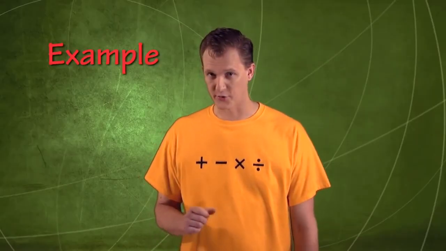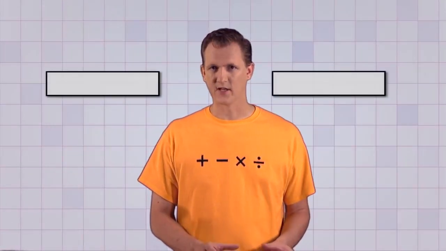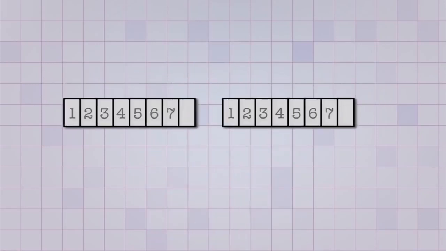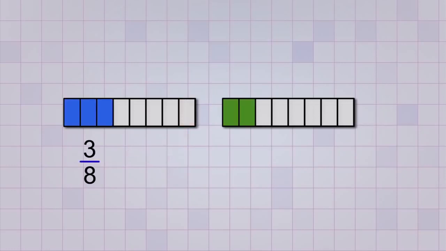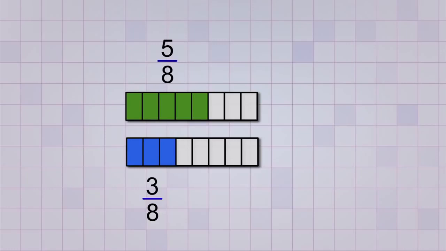Here's an example. Which of these fractions is greater, 3/8 or 5/8? To answer that question, let's start by drawing two rectangles and divide them into 8 equal parts. Since the rectangles are divided into 8 parts, each of those parts is called an eighth. Now, let's shade 3 parts of the first rectangle, or 3/8, and 5 parts of the second rectangle, or 5/8. Our picture makes comparing these fractions easy. You can see that 5/8 is greater than 3/8 because more of that rectangle is shaded.